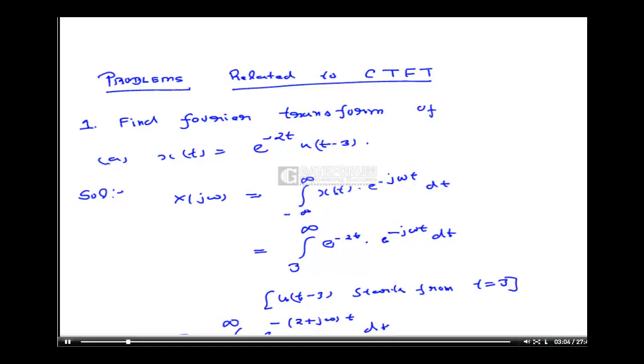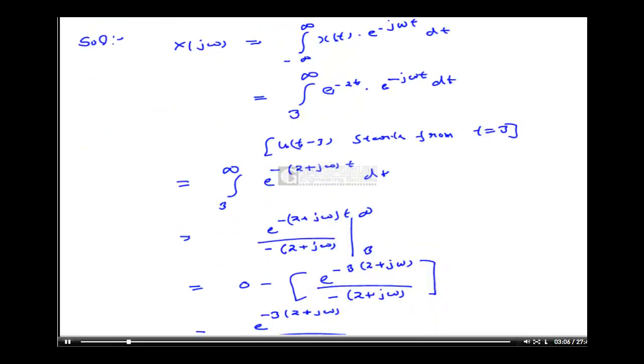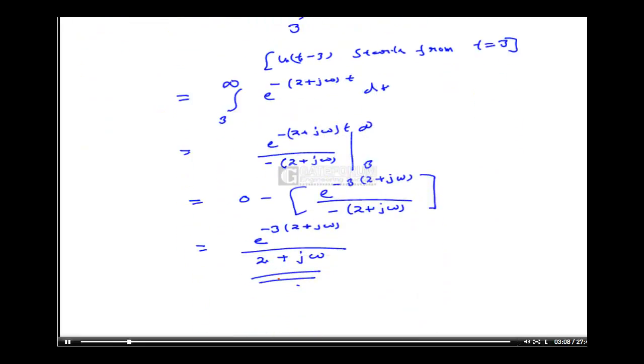This way it can be solved. It was not visible when I was solving, so you can see the solution once again. The integral from 3 to infinity of e to the power minus (2 plus j omega)t, we have to solve this integral. On solving this integral, we will get this. When we put infinity in this, it becomes 0, and putting 3, we finally get the result.